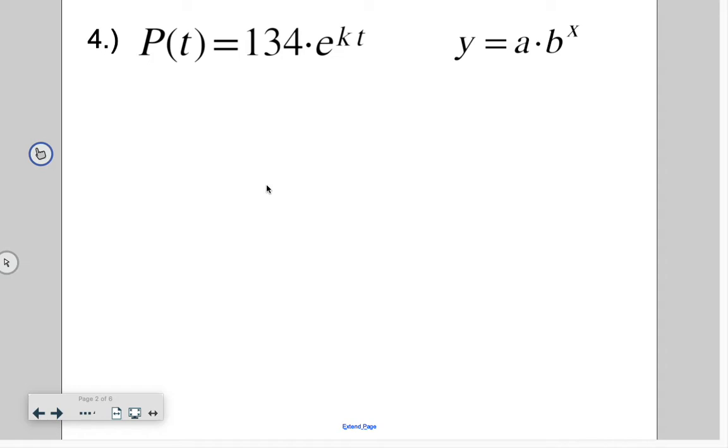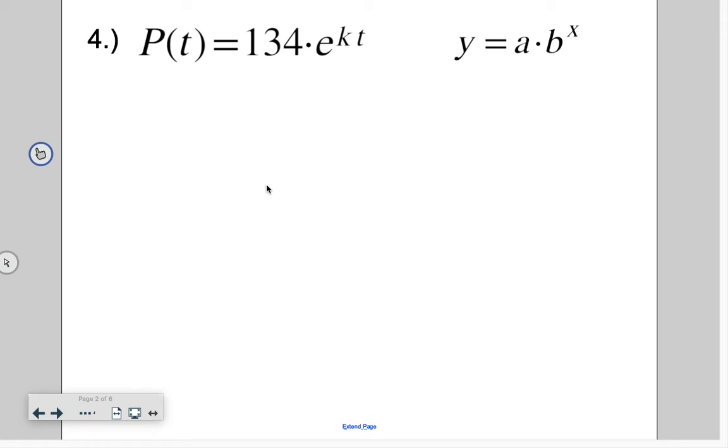PERT formula is when it's compounded continuously. If it's not compounded continuously, then it's the other one. Those are the only three that you have. Okay? So most of the time, it's going to be y equals a times b to the x, unless it's money. Okay? On number 4, here's the clarification I needed to make.